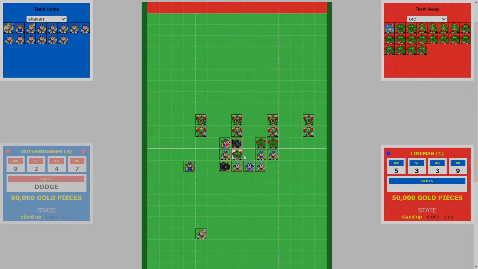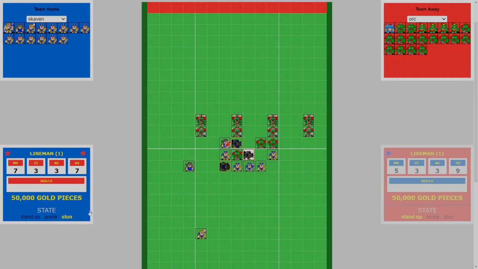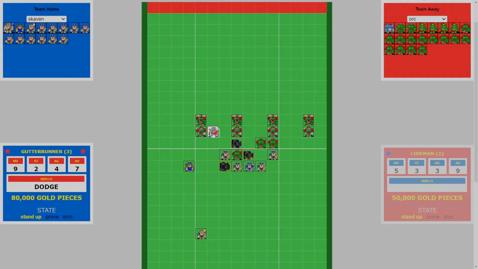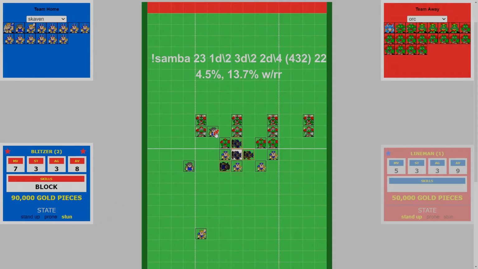Here we've had to do a catch in a tackle zone, and we're also doing a 4 plus 3 plus 2 plus dodge to get through the backfield. And we've now got a probability of 4.5% without a reroll, or 13.7% with a reroll.